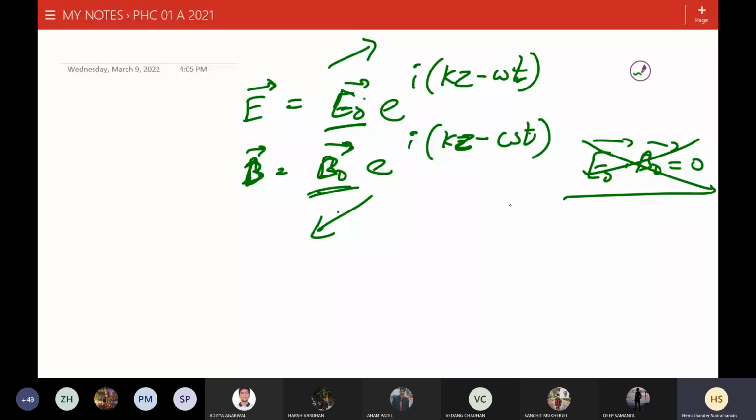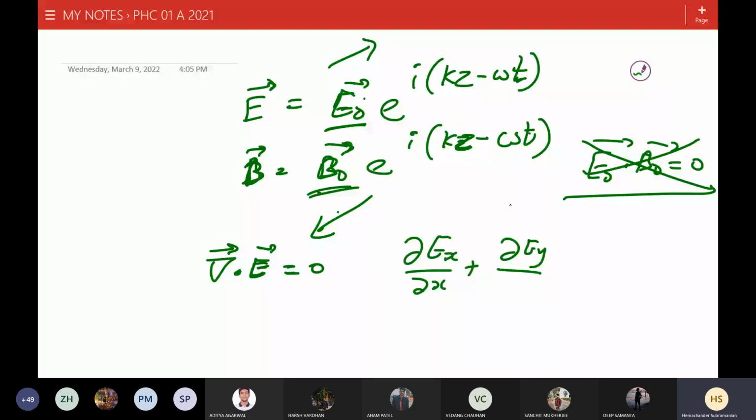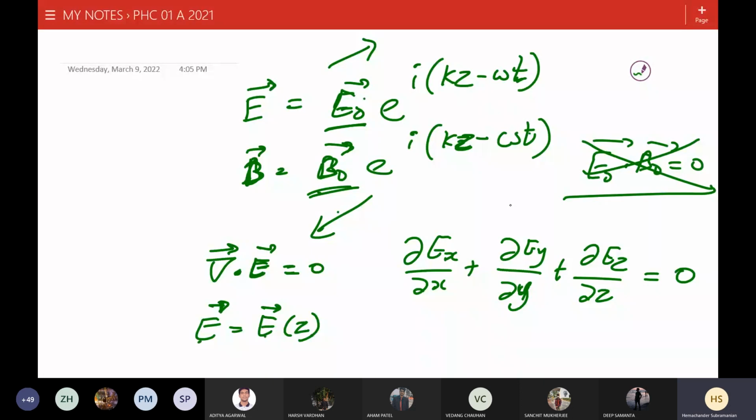Now let's apply divergence of E. Divergence of E is 0, right? We started off with this equation. So dou Ex by dou x plus dou Ey by dou y plus dou Ez by dou z is 0, right? But we also said E is a function of just z, which means Ex is a function of z, Ey is a function of z, and Ez is a function of z. Am I right?